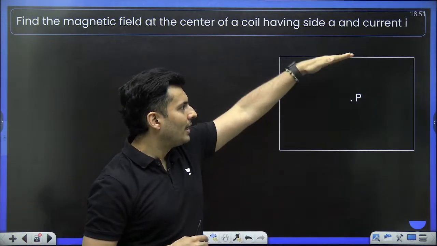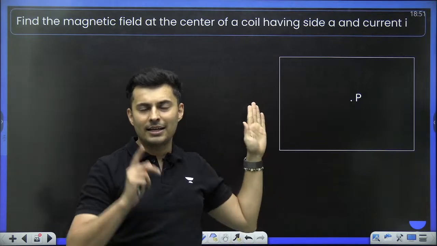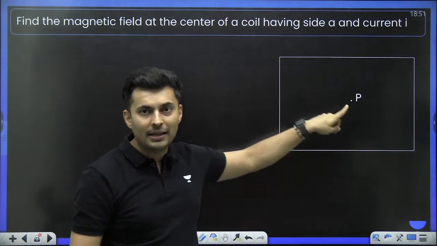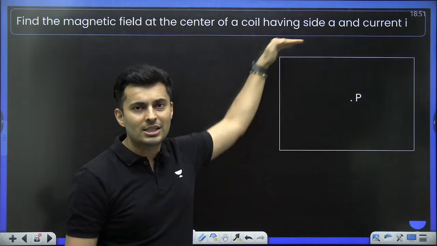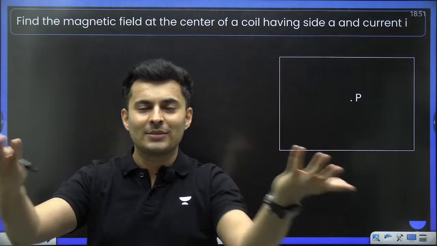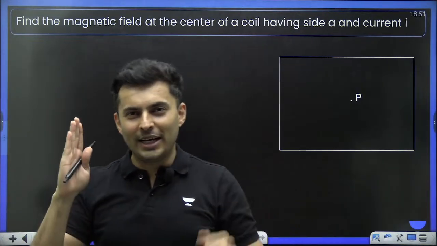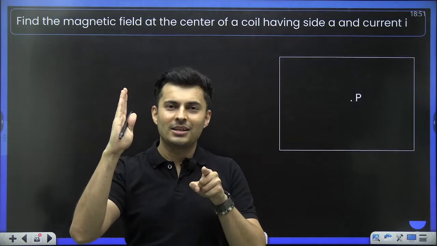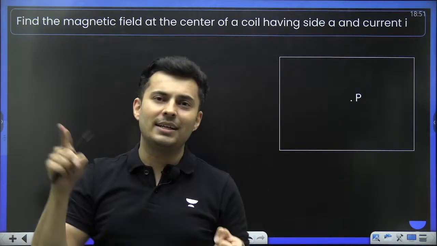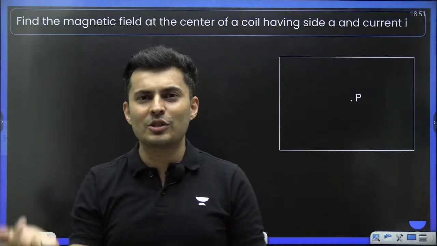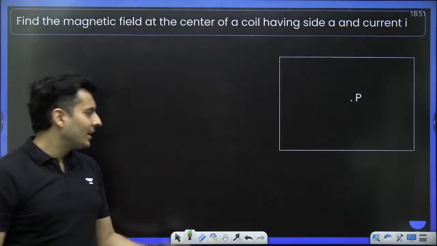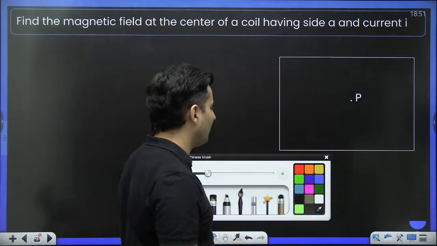If each side is like a current carrying element, I can find the magnetic field at this point due to each of those sides and just multiply it by 4. Makes sense? You find due to this how much it is, due to this will be same, because it's a square, same current, same distance, nothing will change. So you just multiply it by 4. Yes or no? That is something which is there in my mind.